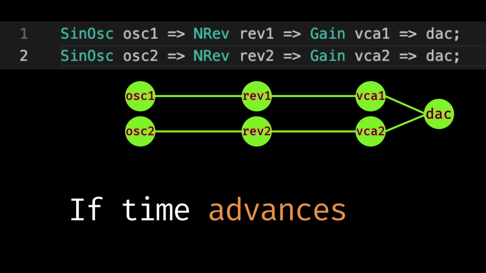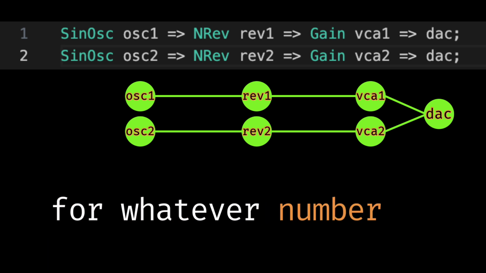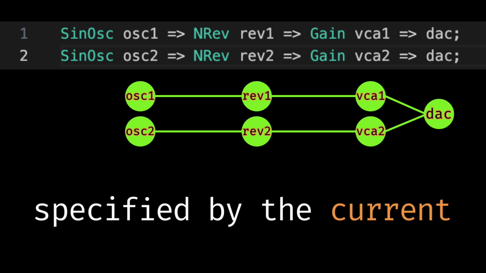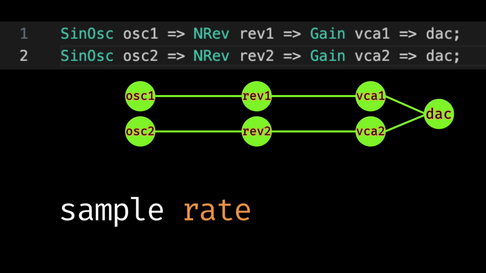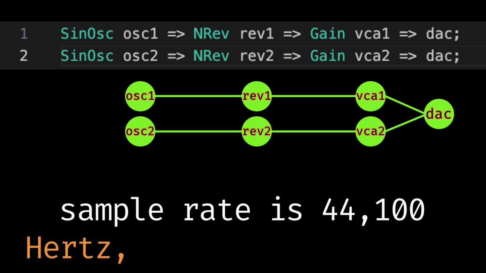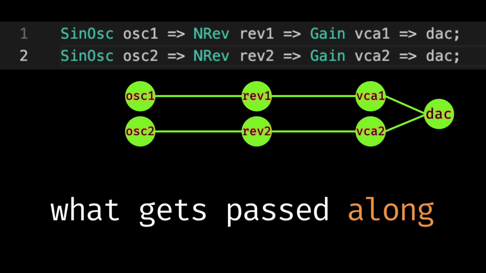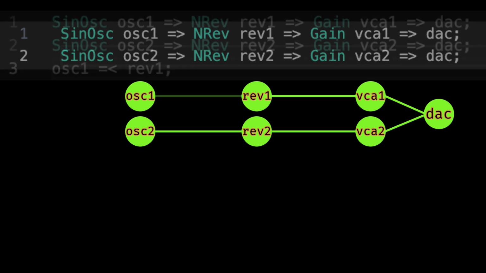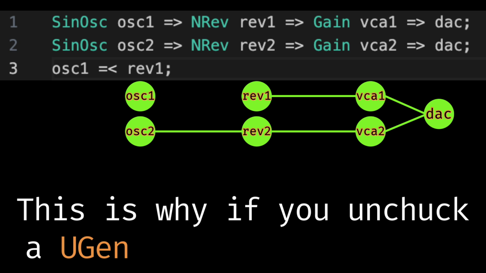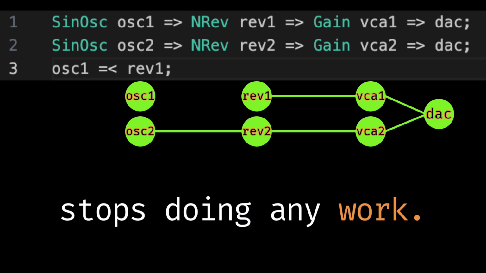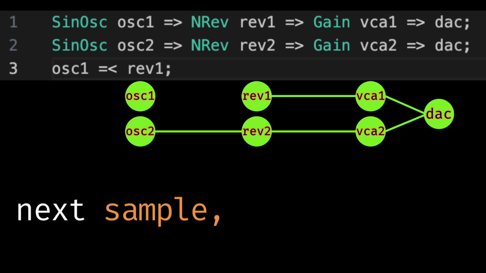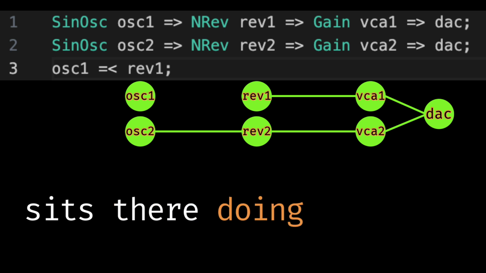If time advances 1 second, then it will ask for whatever number of samples per second is specified by the current sample rate, as in, if the sample rate is 44,100 Hertz, then it's going to ask for 44,100 samples every second, and that's what gets passed along from UGen to UGen along this graph. This is why, if you unchuck a UGen from the graph, it stops doing any work. Nobody's asking for its next sample, so it doesn't calculate it, and it just sits there doing nothing.